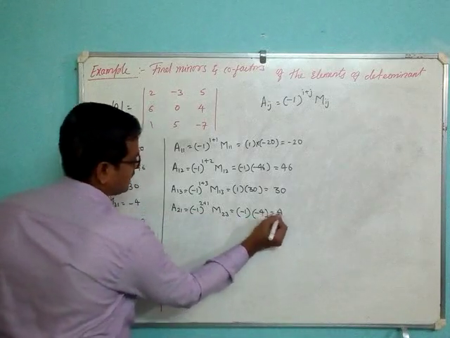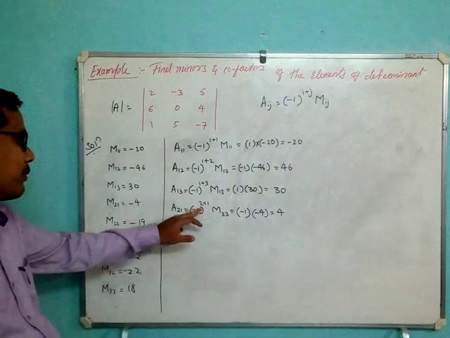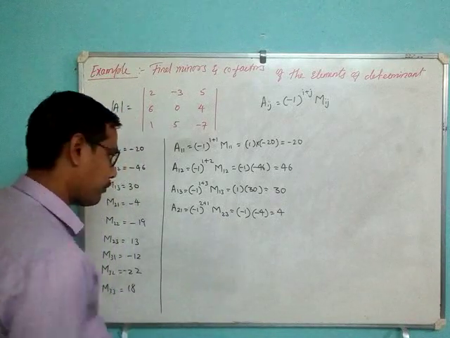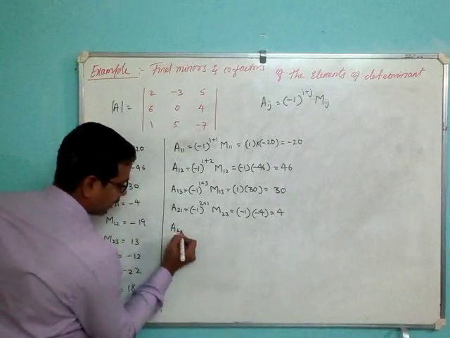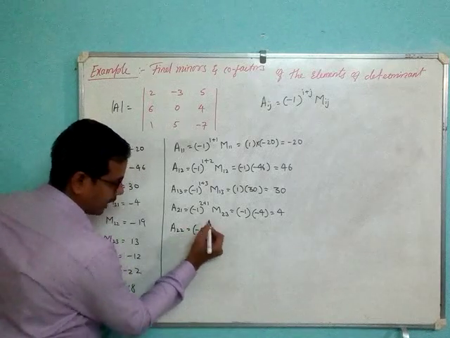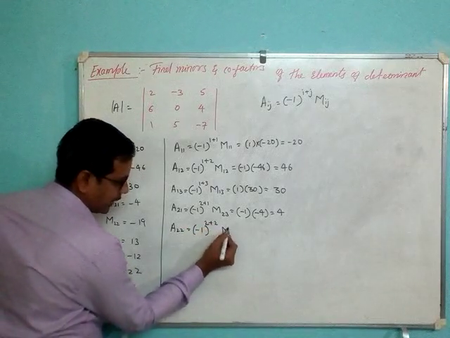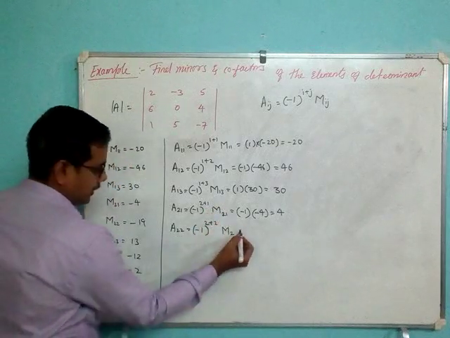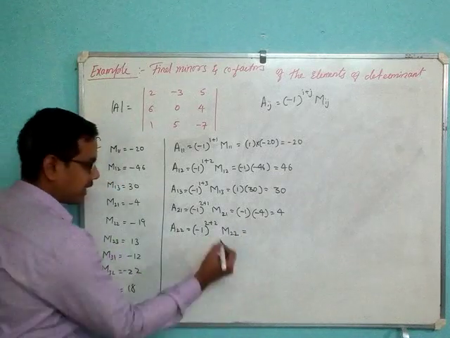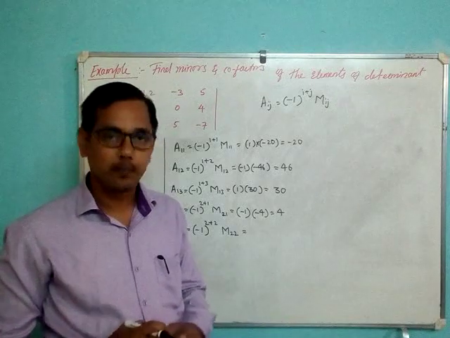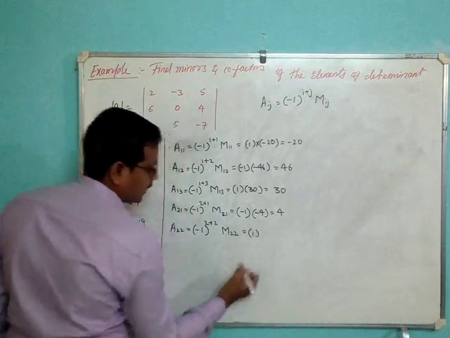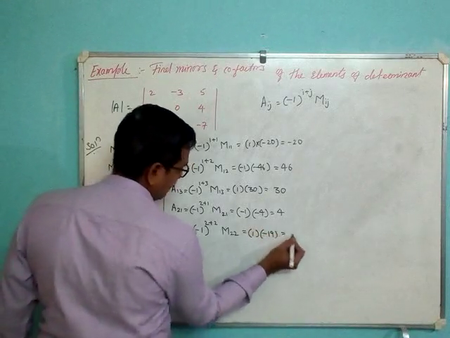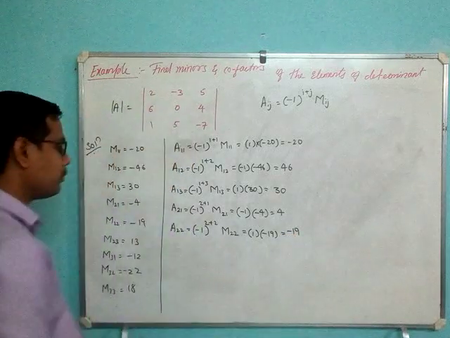Minus 4. That is plus 4. Is that clear? So I plus j, minus 1 to the power 2 plus 1 is minus 1 into minus 4. That becomes plus 4. A22 is minus 1 to the power I plus j, 2 plus 2 into M22. Minus 1 to the power 2 plus 2 is plus 1. Plus 1 into M22, which is minus 19, so this will be equal to minus 19.